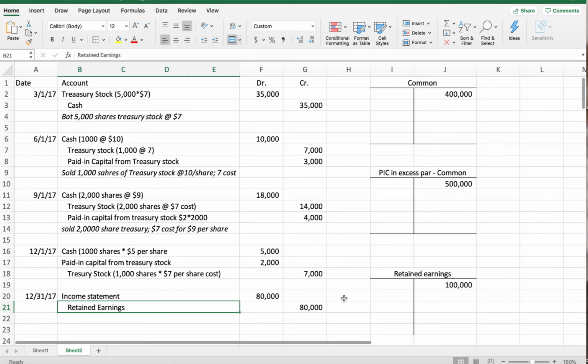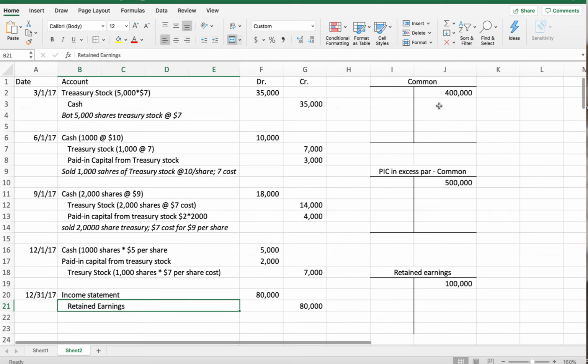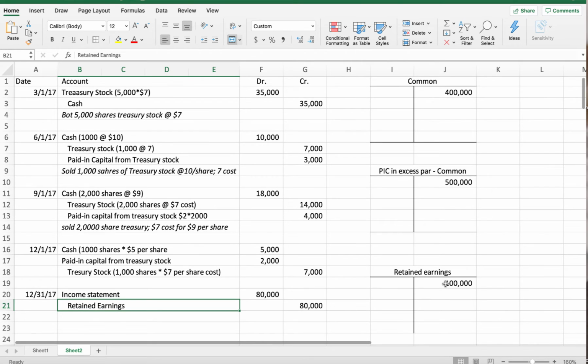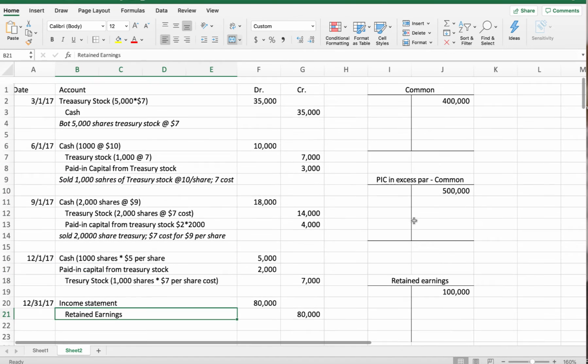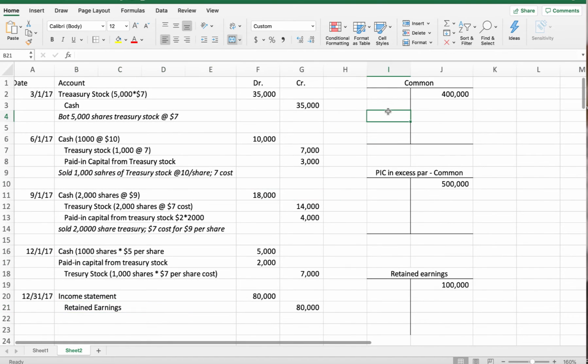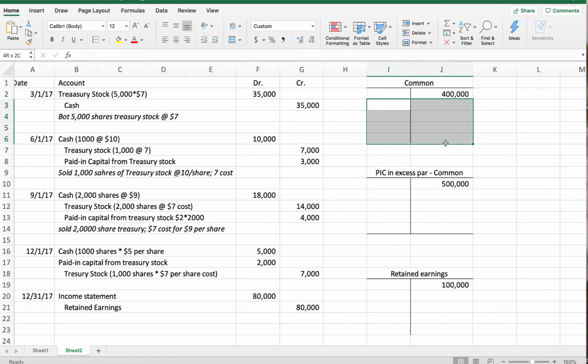Okay, that's step one. Step two, I got to post all these. Okay, that's not a problem. So notice we have our common, our paid in excess, and our retained earnings, right? They didn't give us a beginning balance for treasury stock, and they didn't give us a beginning balance for paid in capital from treasury stock. We need to create those T accounts. Well, that's easy. I'm going to come down here. Actually, bear with me here for a second. I just want to move some things around.